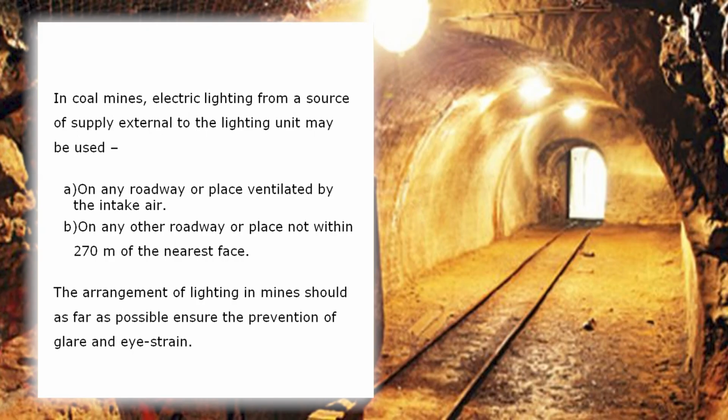In coal mines, electric lighting from a source of supply external to the lighting unit may be used: first, on any roadway or place ventilated by the intake air; second, on any other roadway or place not within 2 km of the nearest face. The arrangement of lighting in mines should as far as possible ensure the prevention of glare and eye strain. Next is standard for mine lighting.